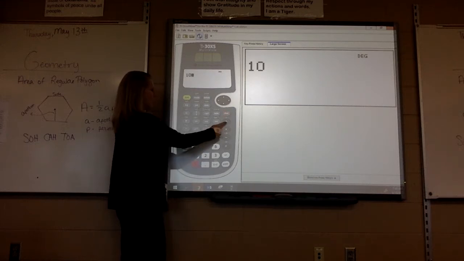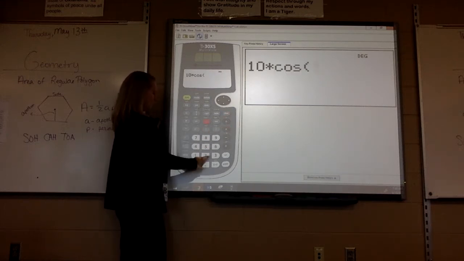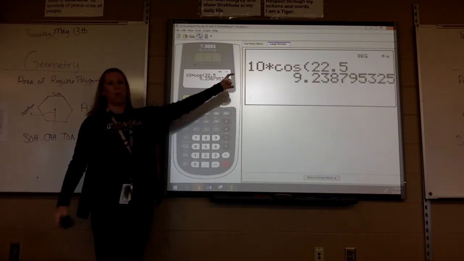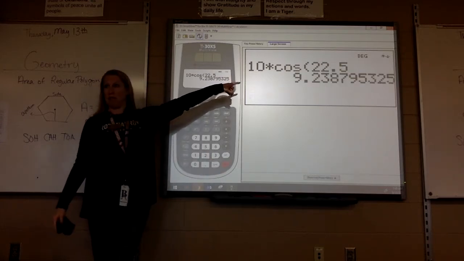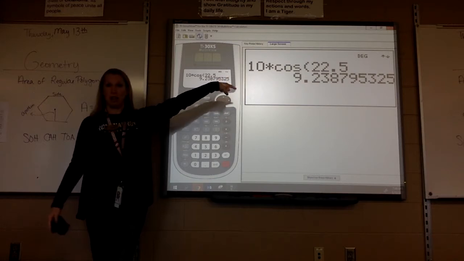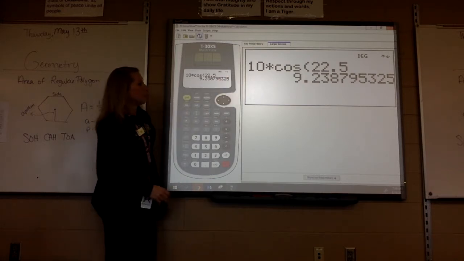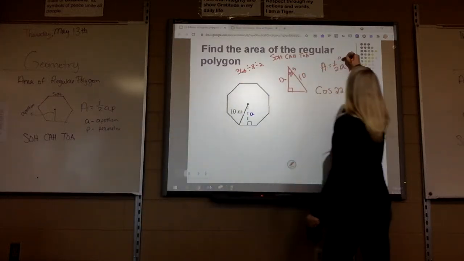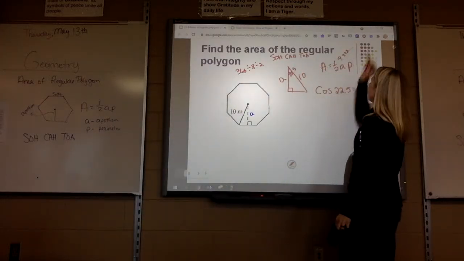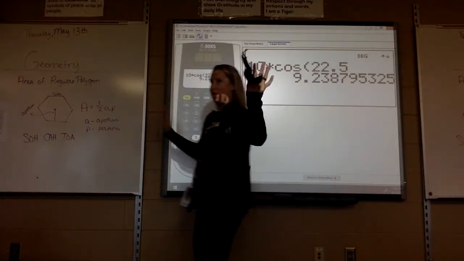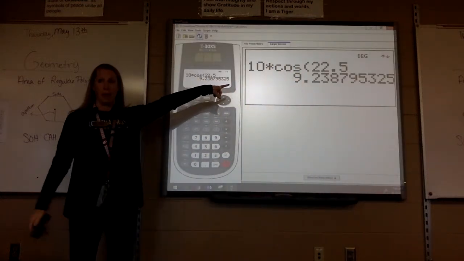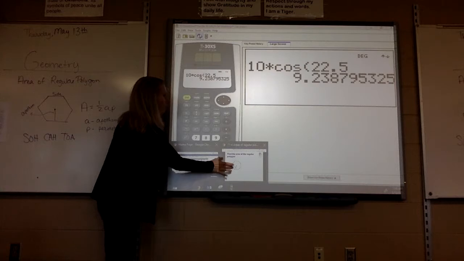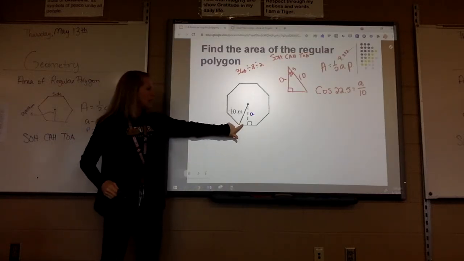10 times cos 22.5. We're not going to round that off. So I want you to just keep that in your calculator, okay? So 9.238, blah, blah, blah. Keep that in your calculator. Don't clear your calculator out. We're going to keep that there. So that's our apothem.